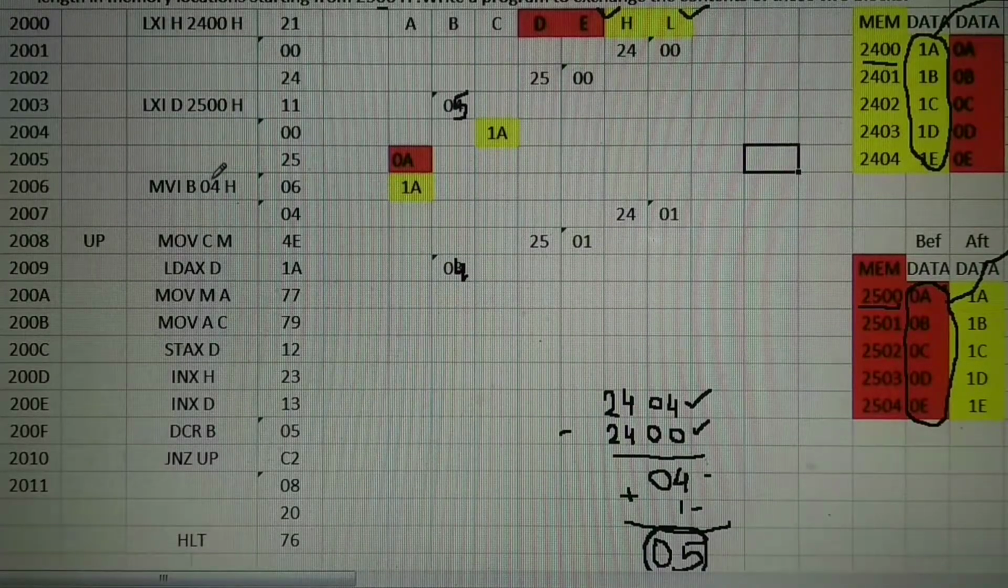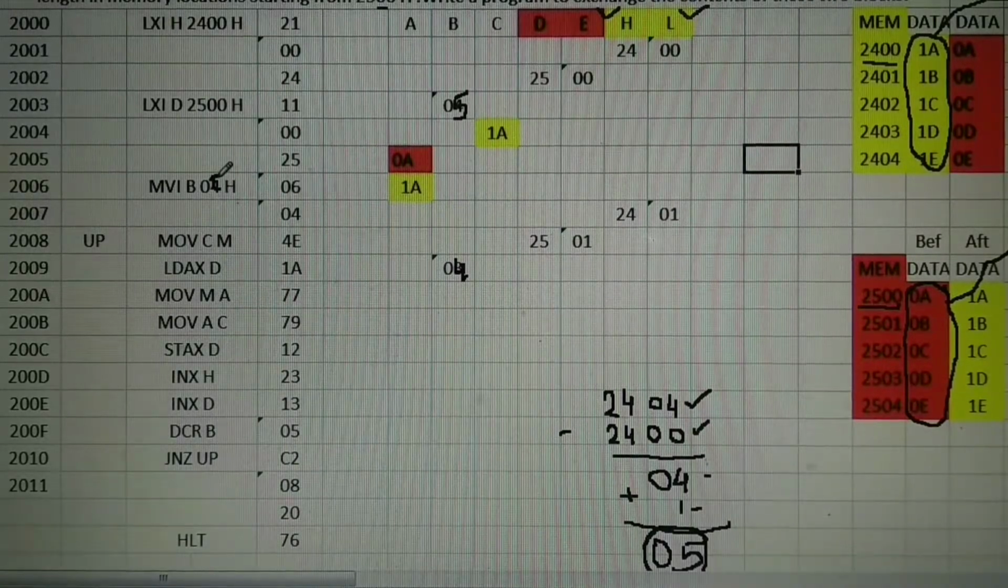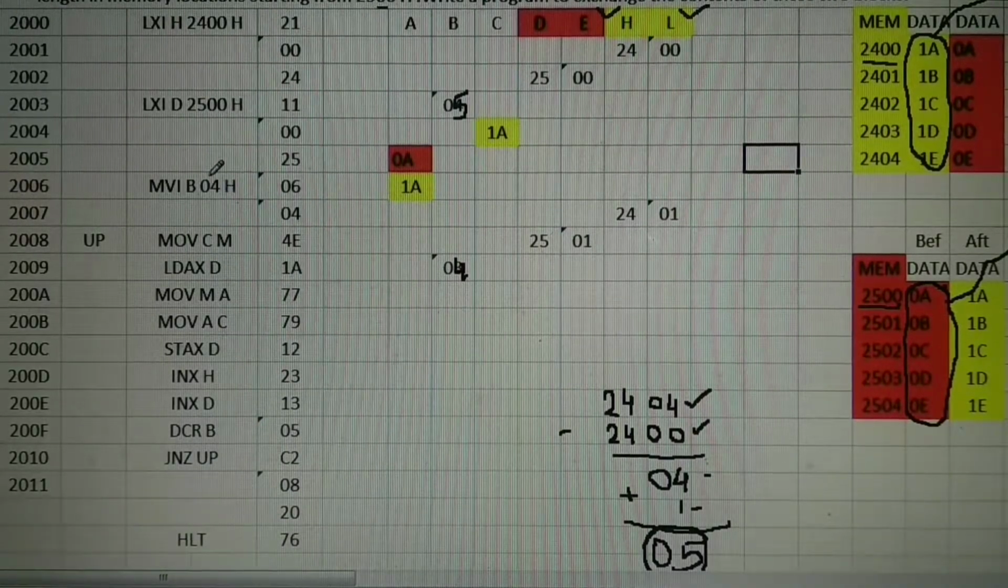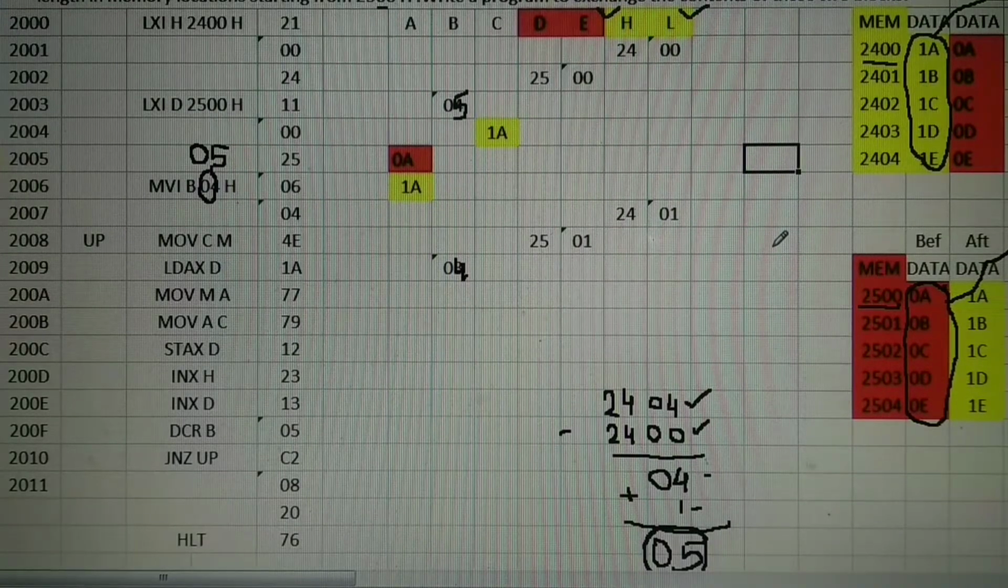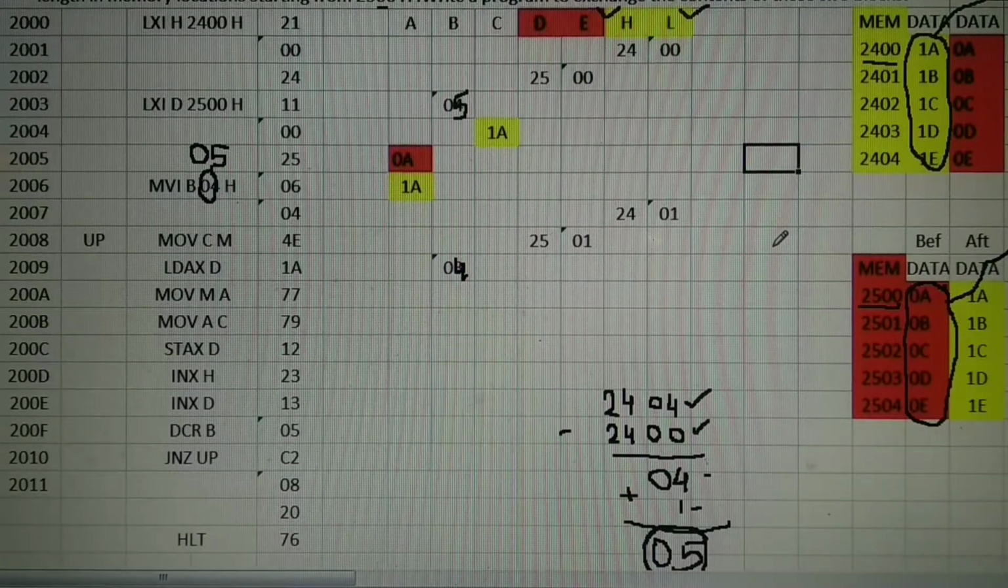Here you have to make a correction. Instead of 4, I am changing the number to 5. Instead of 04, you are having the number 05. You have to handle 5 memory locations. Now mutual transfer: the number from 2400 should transfer to 2500, and the number from 2500 should transfer to 2400.